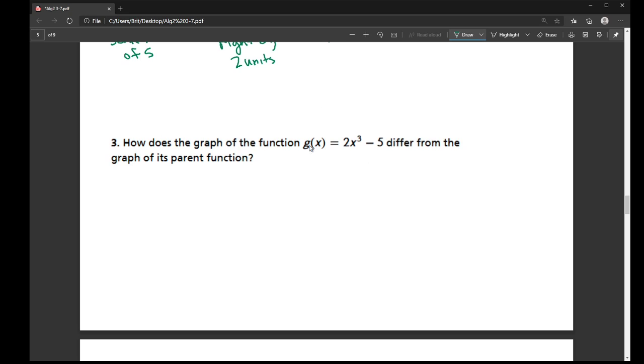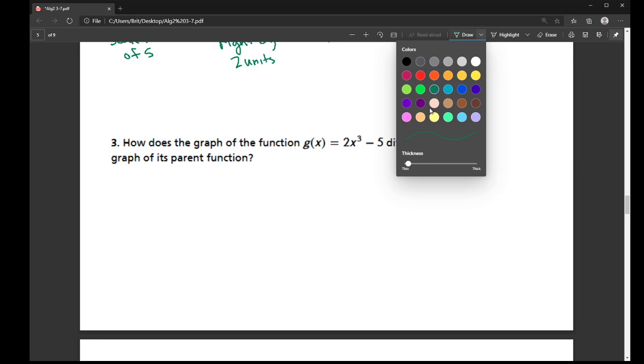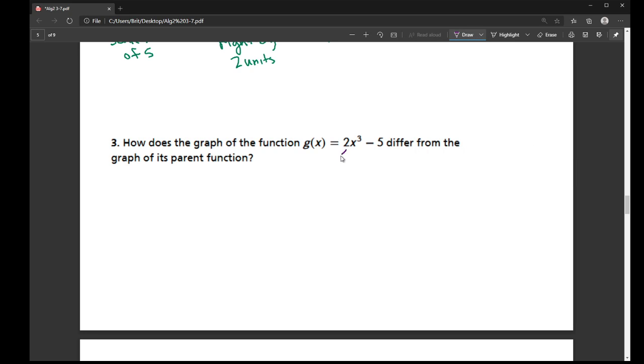This is how they officially word it. How does the graph of the function, yada yada yada, differ from the graph of its parent function? So it's just asking what transformations have happened. Okay? And on this one, go back to purple, there's 2 things happening to the function, right? Now they are both outside of what's being cubed, so these are both going to be vertical changes.